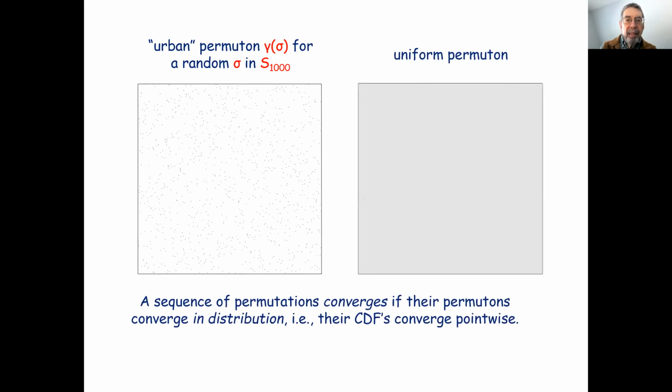So we'll say that a sequence of permutations converges if their permutons converge in distribution. In other words, their cumulative probability distributions converge pointwise. So what that means is if we take some area of the picture on the left and we take the same area cut out of the picture on the right, we'll get about the same probability measure. Literally, the CDF of gamma is just the probability that a random point falls in a lower left rectangle.